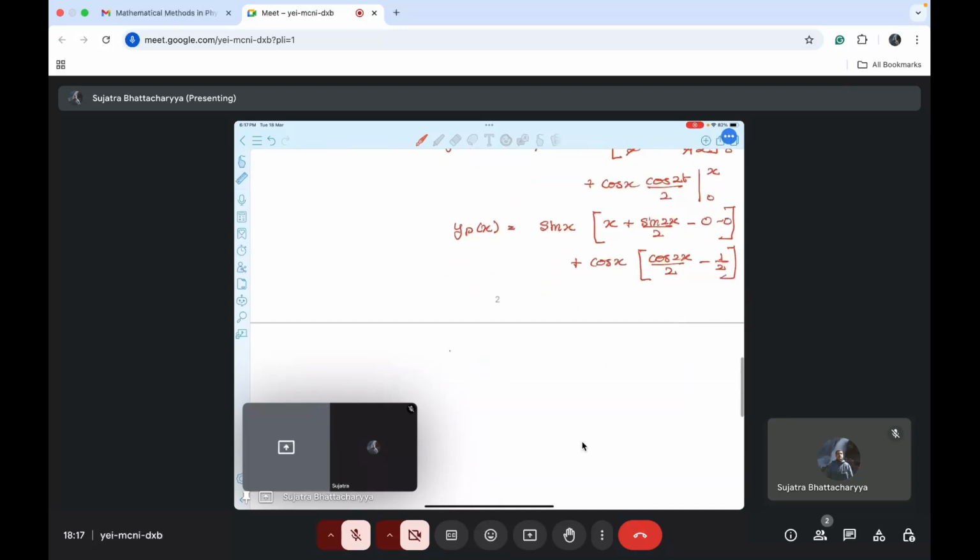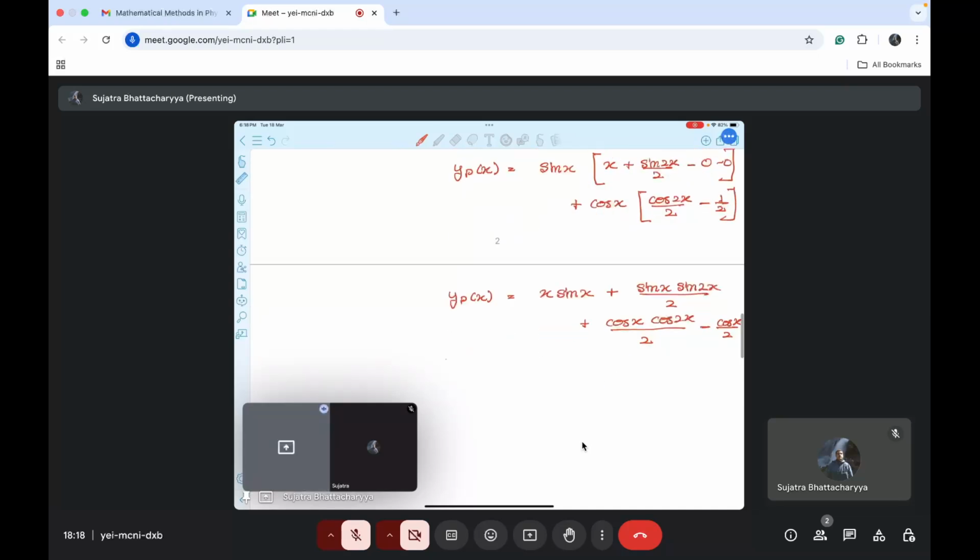Great. Almost done. yp of x will be therefore x sin x, right? Plus sin x sin 2x by 2 plus cos x cos 2x by 2 and with a minus cos x by 2, right? This is what you have. Fine. So yp of x becomes x sin x plus, can you take half common and write this as cos 2x cos x plus sin 2x sin x. Yes, we can write half is only taken common minus cos x by 2.